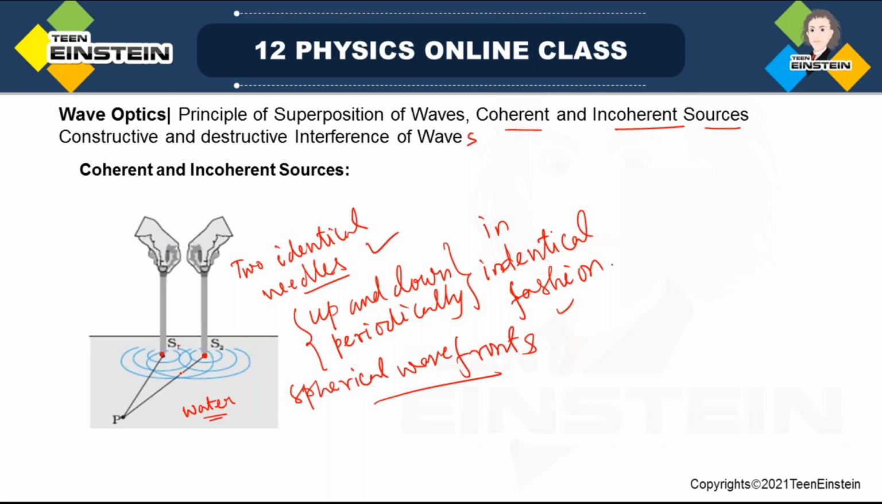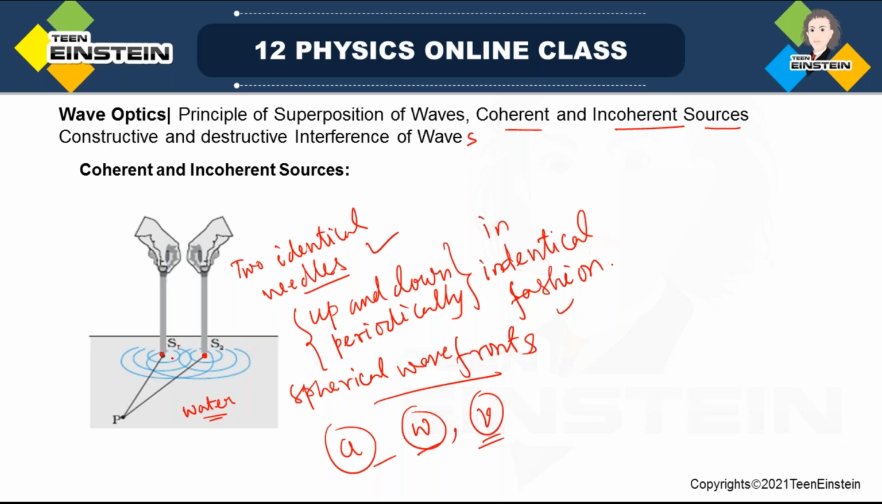So the waves they produce also will be identical, in the sense the frequency will be the same, the amplitude will be the same. And one more point is their speed. If the amplitude and frequency are the same, the speed also will be the same. They will be spreading out in all directions with the same speed, because the medium is the same, water.